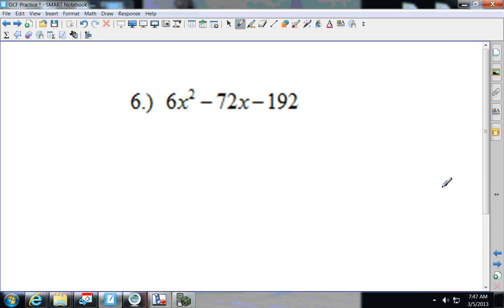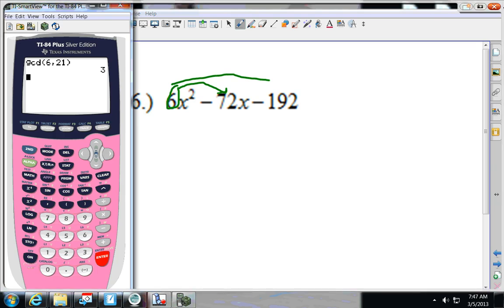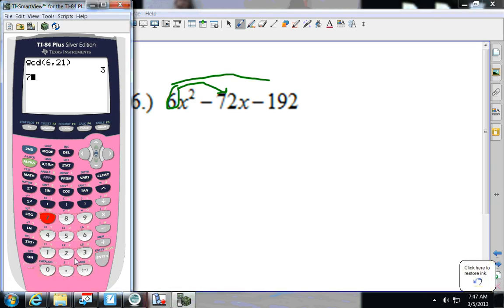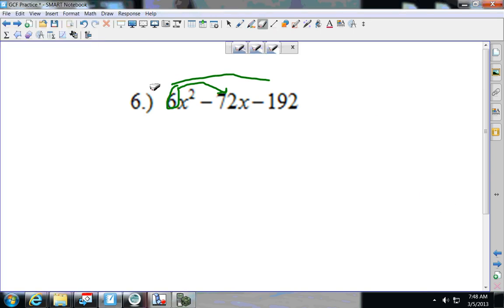Okay, so on this one, 6 is the smallest number that's right there, right? Does 6 go into 42? Yeah, it does go into 42, doesn't it? So how do I know that? 72 divided by 6, and that works. But does 6 go into 192? Take 192 divided by 6. Enter. It sure does. Since 6 goes into both of them evenly, then that means your GCF is 6.